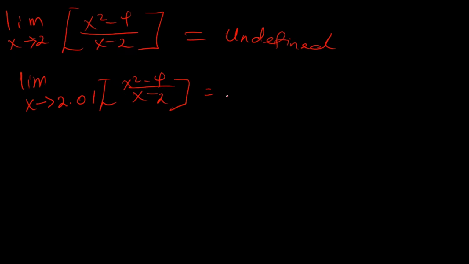Let's see what we get when we do this. We will have 2.01 squared minus 4 all over 2.01 minus 2. And when you punch this on the calculator, you are going to get 4.01, which is approximately 4, just like we had when we did the simplification.